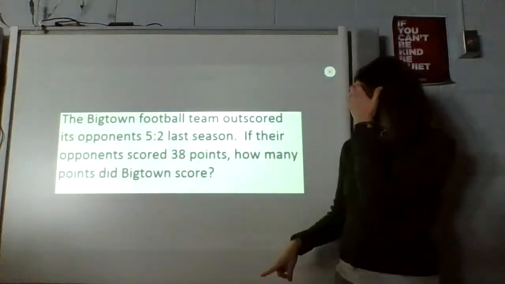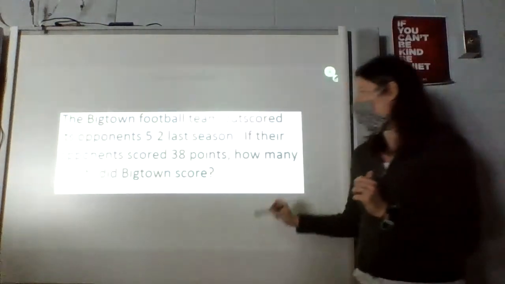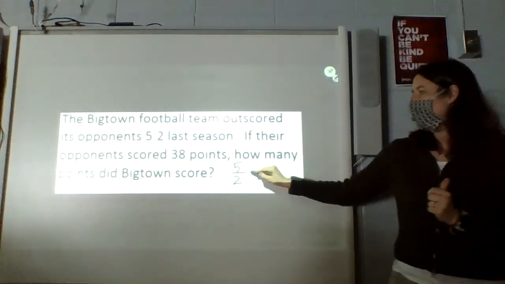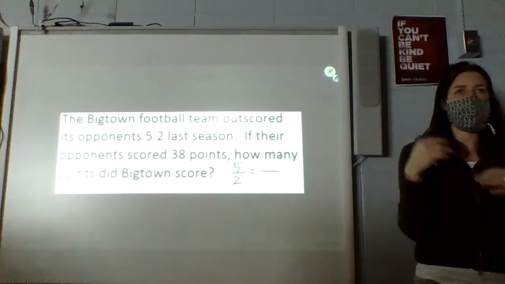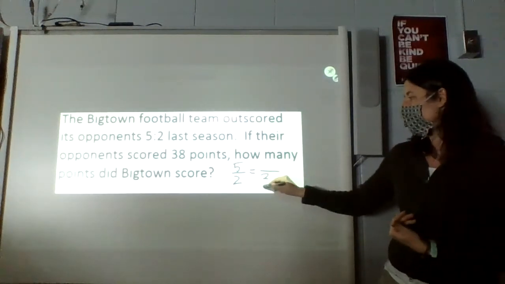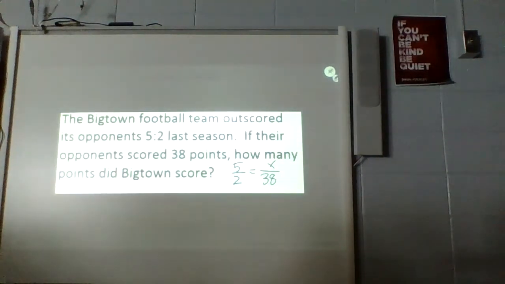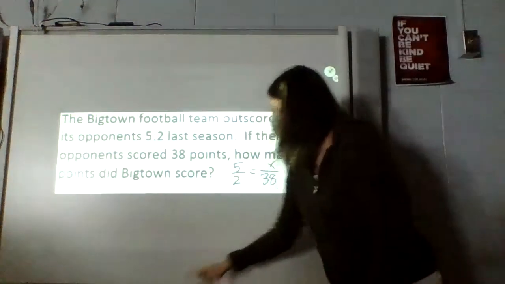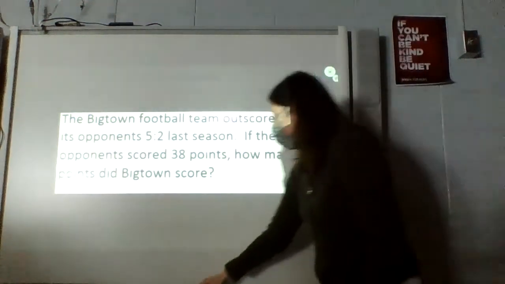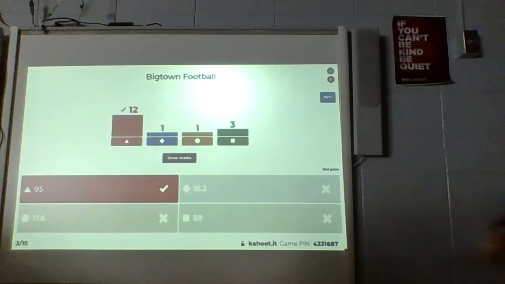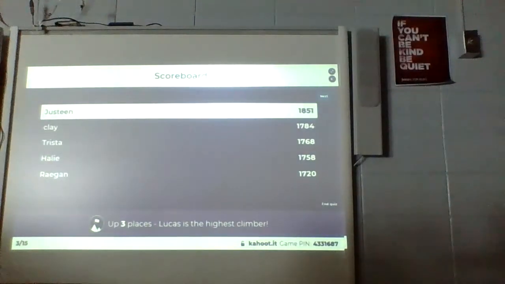So in this one, you guys, they outscored their opponents 5-2. So you have to make a fraction of 5 over 2. They outscored, so they're the 5. That means their opponents are the 2. So the 38 would have to go down here. And then again, cross multiply, set equal. Again, if you're not setting up a proportion with these last couple of days, probably something's going wrong, or you're probably leaving it up to fate.